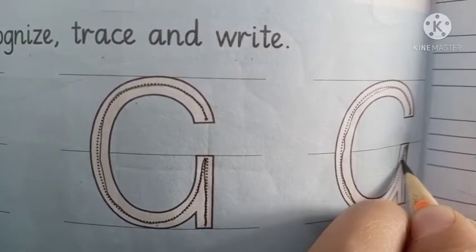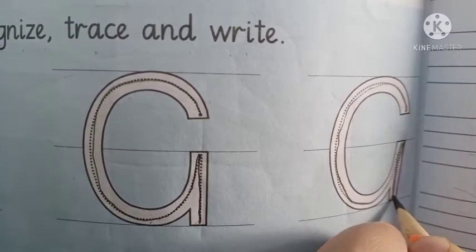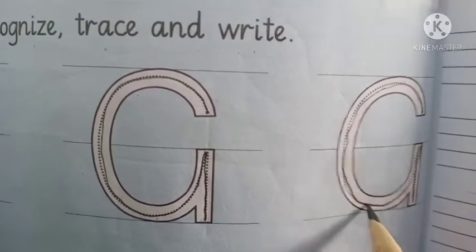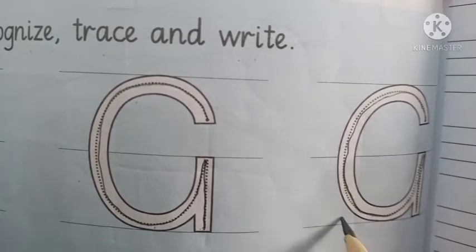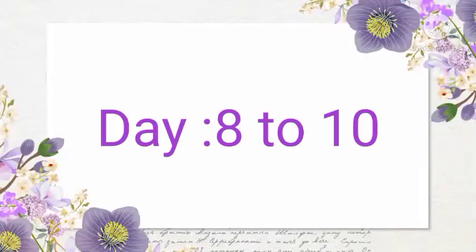Then touch it to the second line, then draw a straight standing line till third line. This is letter G, and G makes the sound G. G, G.